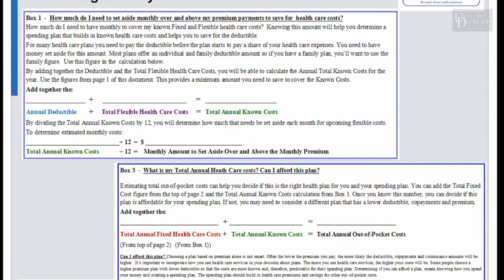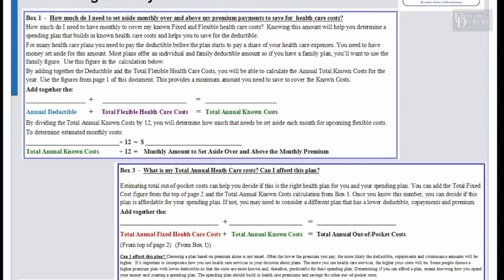Okay, so another item in that estimating healthcare costs workbook are what I call boxes. There are boxes that ask specific questions and ask you to plug in numbers from your calculations. You can see that things are color coded. Looking at the sheet, what's the annual deductible? For Box 1, you've got: how much do I need to set aside monthly over and above my premium payments to save for healthcare costs?